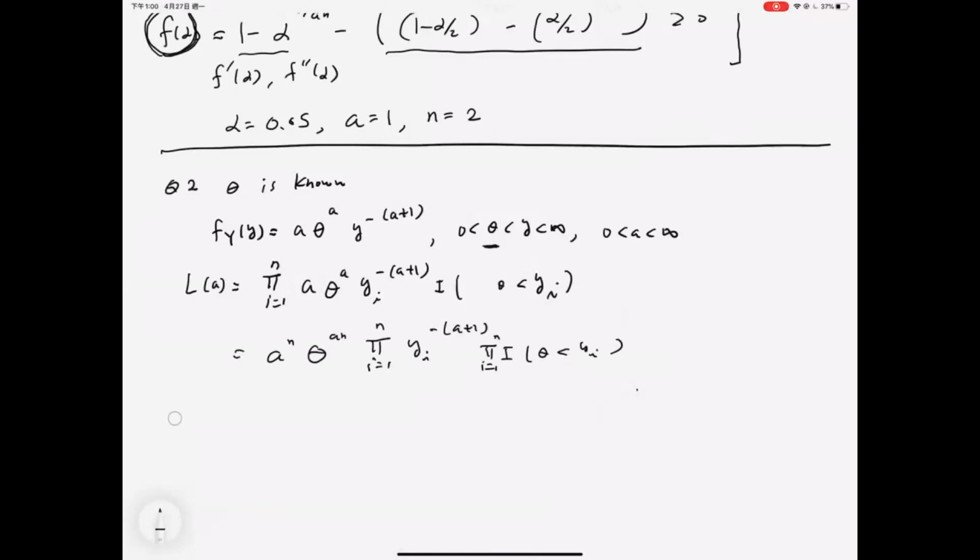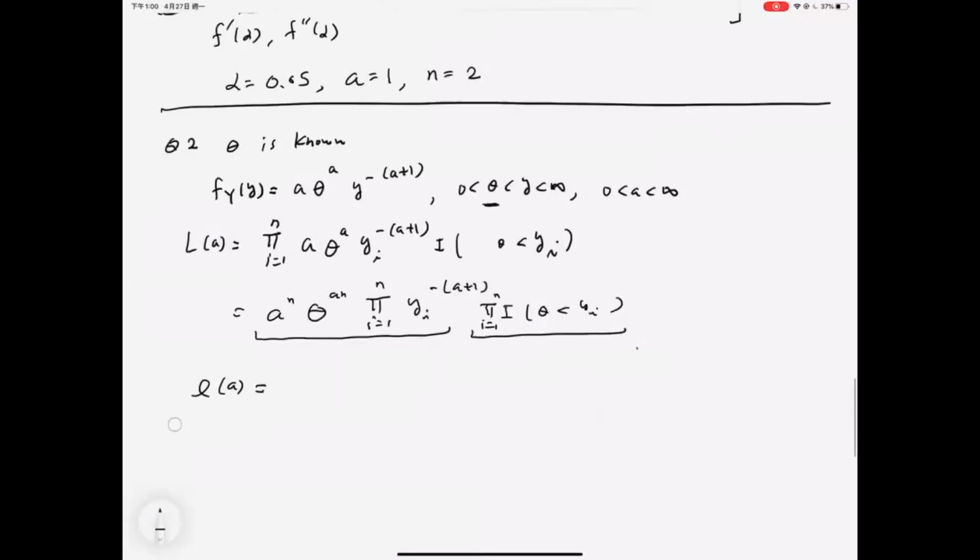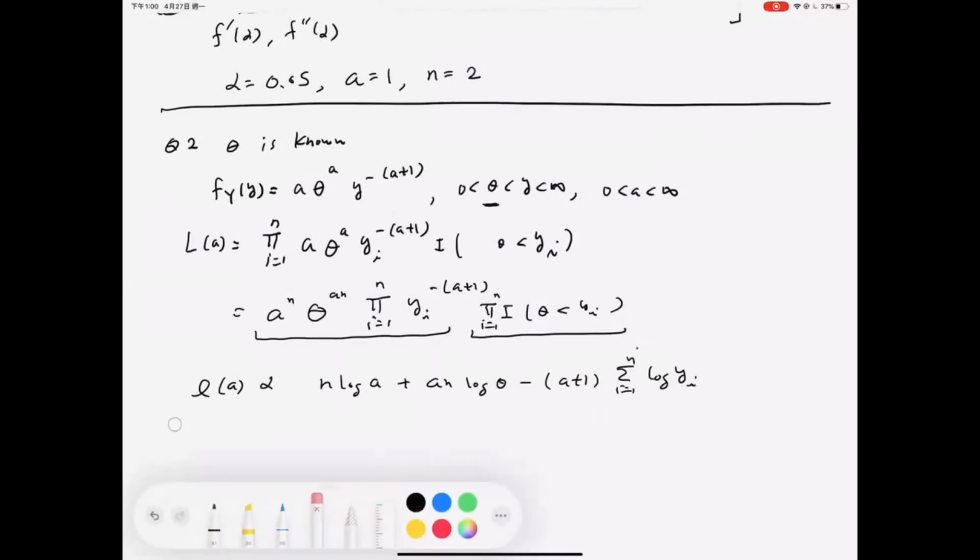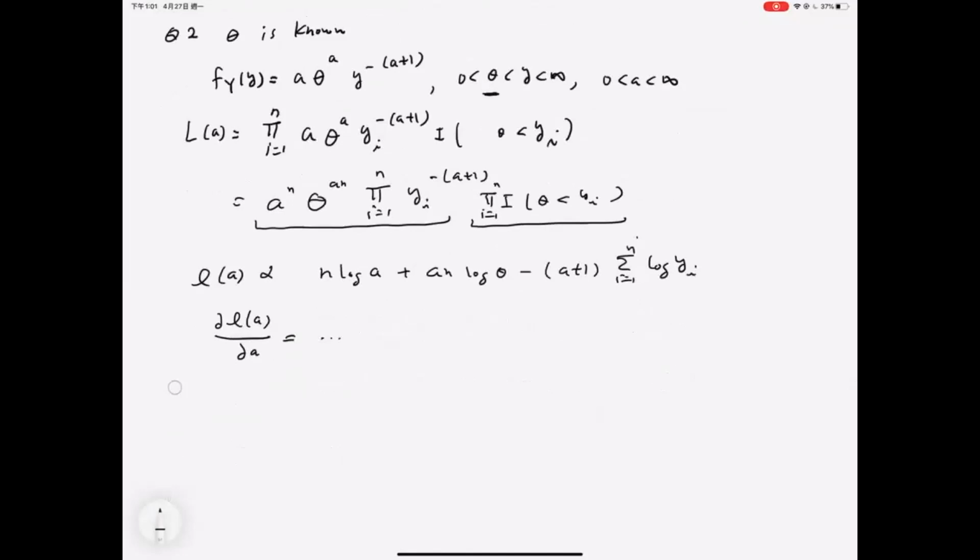Because this part is only a function of a, and that part is not a function of a, we can write the log likelihood as a function of a. It is proportional to n log a plus a n log theta, minus (a plus 1) times the summation over i from 1 to n of log y_i. Good, so this becomes differentiable, and you work on the log likelihood function. I'm going to skip that because it's easy for you to handle, and save some time for more difficult questions.